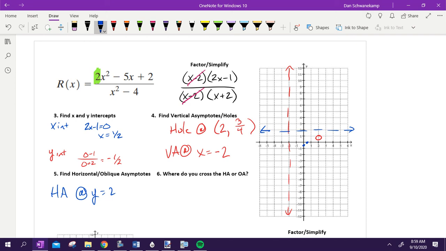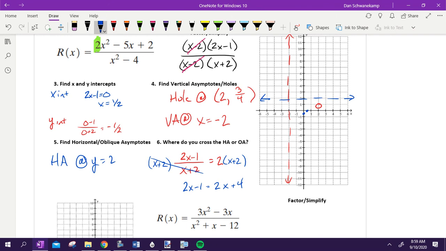Where do you cross horizontal or oblique? So I'm going to take this simplified version because it's just easier. 2x minus 1 over x plus 2. And I'm setting it equal to what? 2, because that's my horizontal asymptote. Multiply both sides by x plus 2. That's going to cancel. 2x minus 1 equals 2x plus 4.